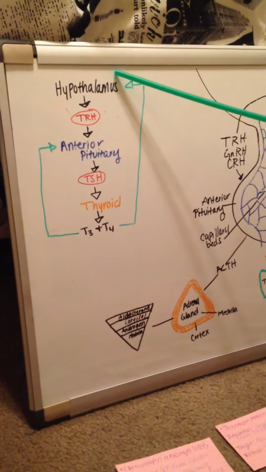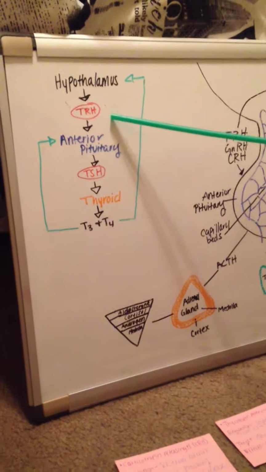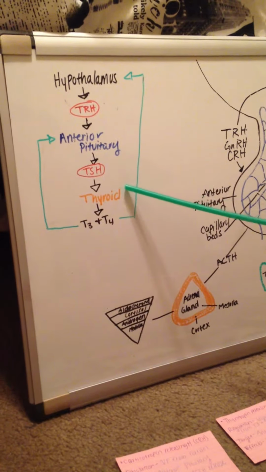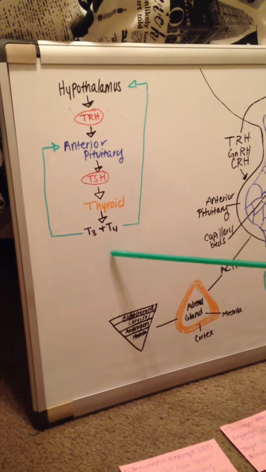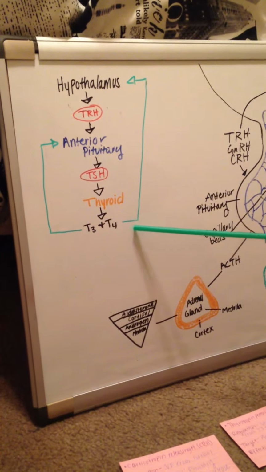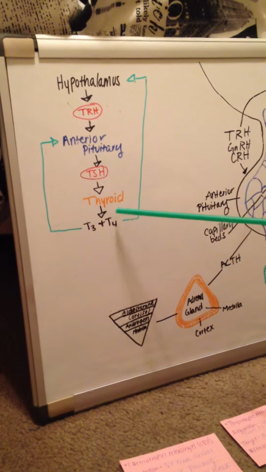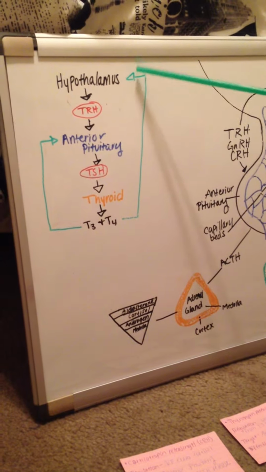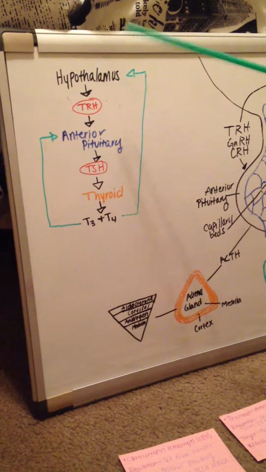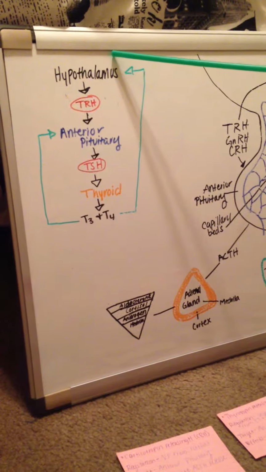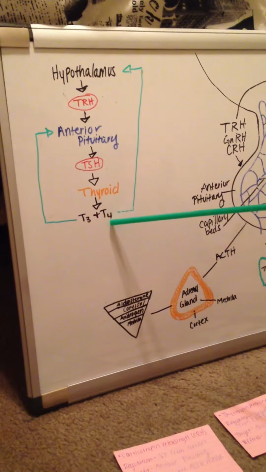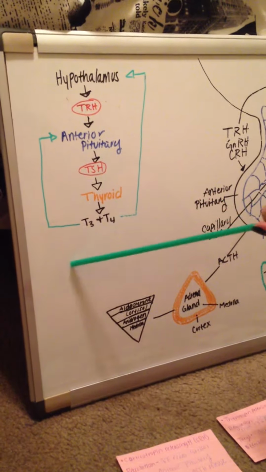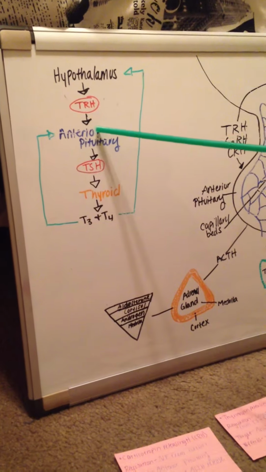So the hypothalamus releases thyrotropin releasing hormone, which targets the anterior pituitary, which releases thyroid stimulating hormone, which targets the thyroid gland, which then produces T3 and T4. However, if T3 and T4 are low, it sends a message to the hypothalamus to make more. But if it's too high, it sends the message to the anterior pituitary so it can make less.